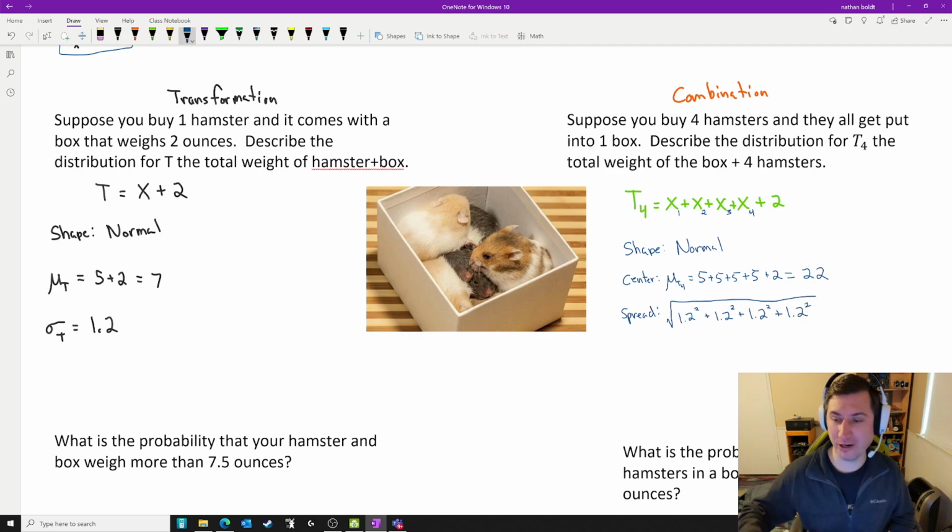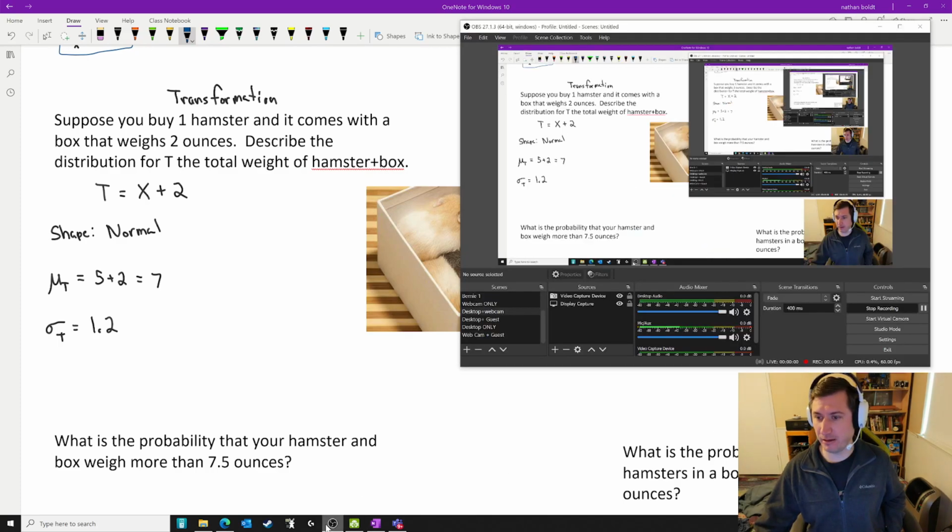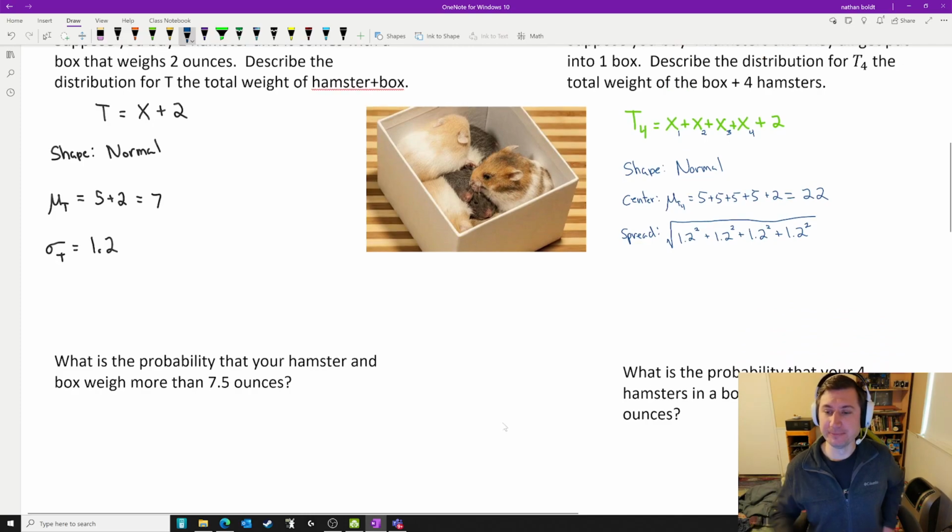There are the 4 hamsters and their standard deviations. We cannot simply add the standard deviations. We have to add the variance. I'm not cutting that off, am I? No, I don't think so. We have to add the variances together by squaring the standard deviations. That's our formula there.